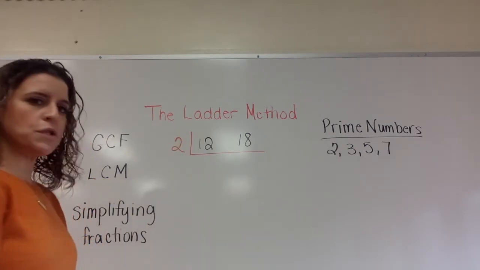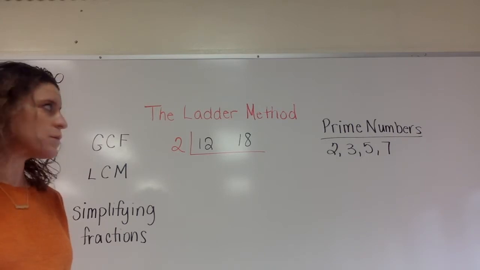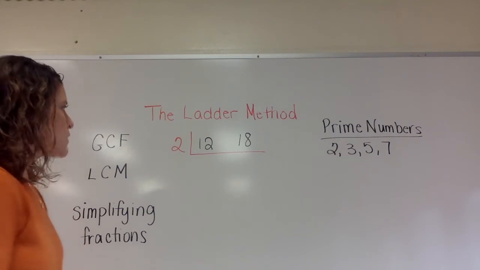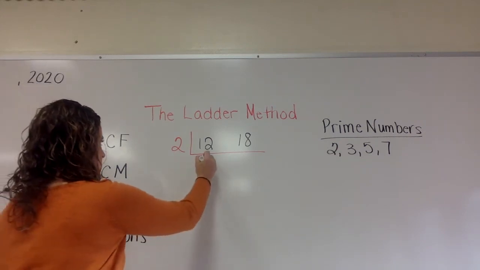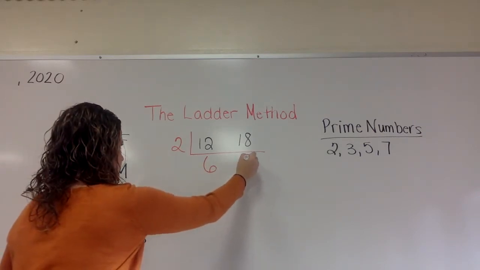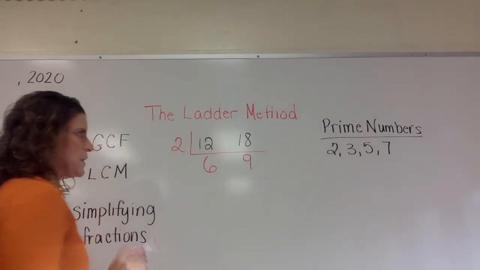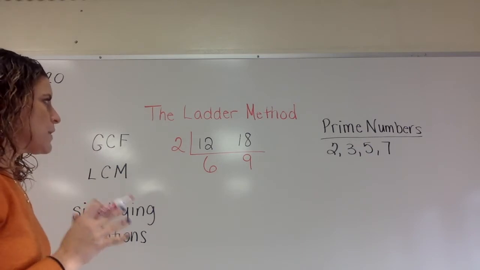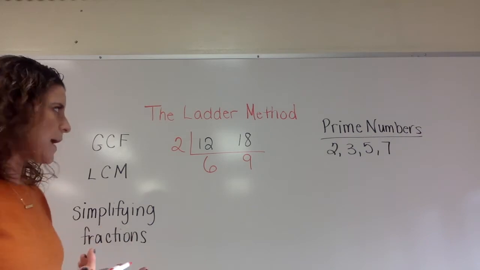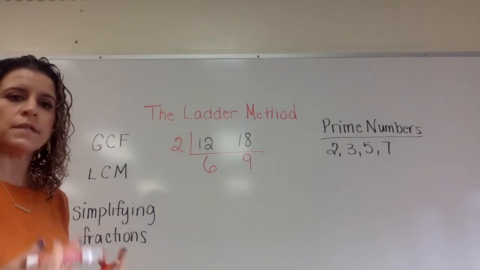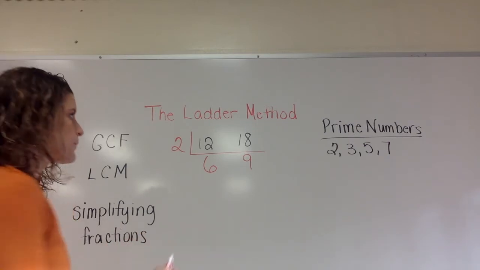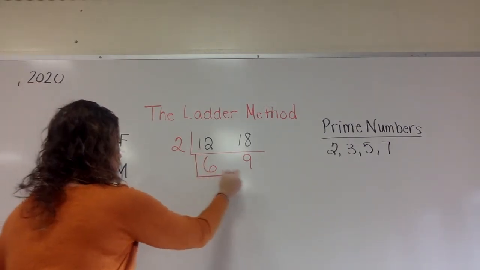I'm going to choose 2 because I'm using my divisibility rules, and I know they're both even, so 2 would be the best choice. So 12 divided by 2 is 6. 18 divided by 2 is 9. My next question is, is there a prime number that I can divide into 6 and 9? And yes, it is 3. Again, use your divisibility rules if you're not sure. So I'm going to choose 3.